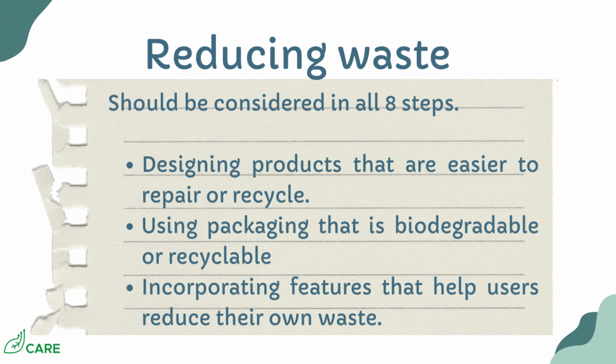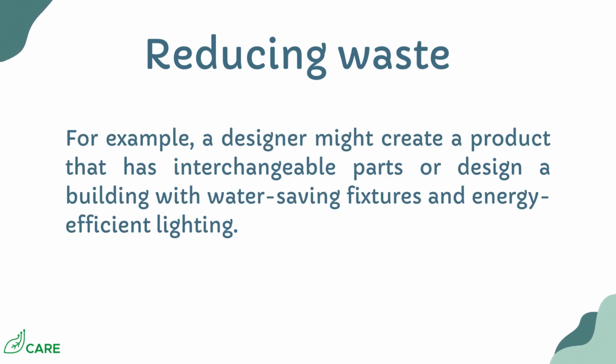Another of eco-design's main pillars is reducing waste to reduce both environmental and economic waste. It should be considered in all steps of eco-designing and can be achieved through various methods such as designing products that are easier to repair or recycle, using packaging that is biodegradable or recyclable, and incorporating features that help users reduce their own waste. For example, a designer might create a product that has interchangeable parts or design a building with water-saving fixtures and energy-efficient lighting.